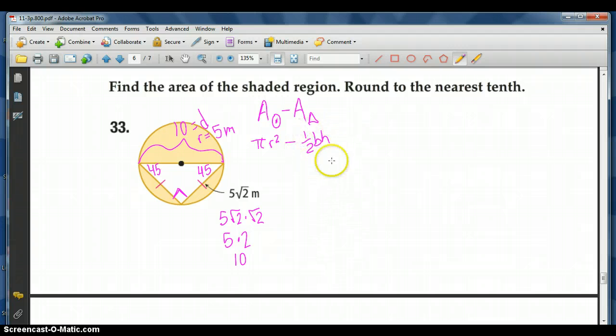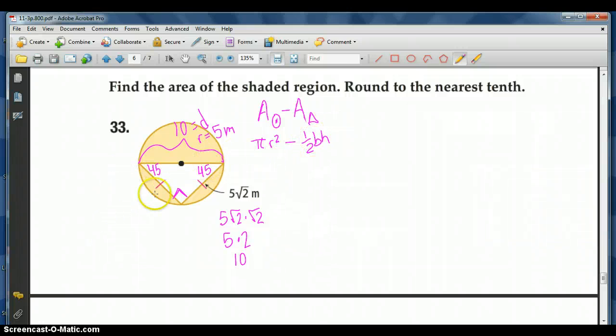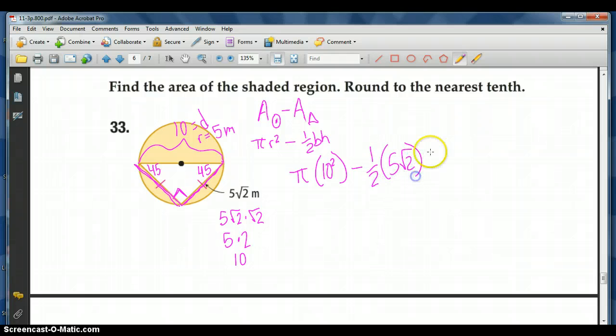So we also need the base and the height of our triangle. So base is 5 square root of 2. Height, perpendicular to that, is also 5 square root of 2. So now we substitute in. The area of the circle is pi times radius squared. The area of the triangle is half of the base times the height.